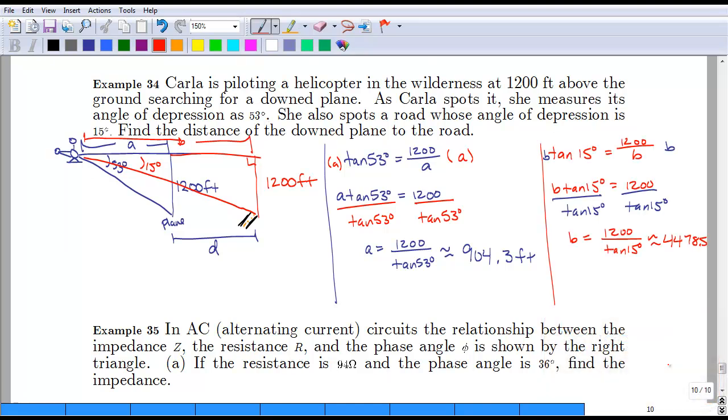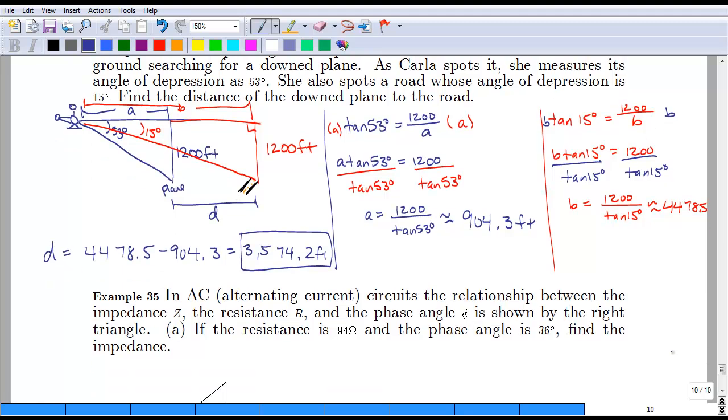So in this case, you should have found that B was approximately 4,478.5 feet. So then to find D, which is our final step, we are going to subtract the two. So 4478.5 minus 904.3 is going to give us a grand total of 3,574.2 feet. And so this is the distance she should tell them to find the downed plane from the position on the road that she has spotted.